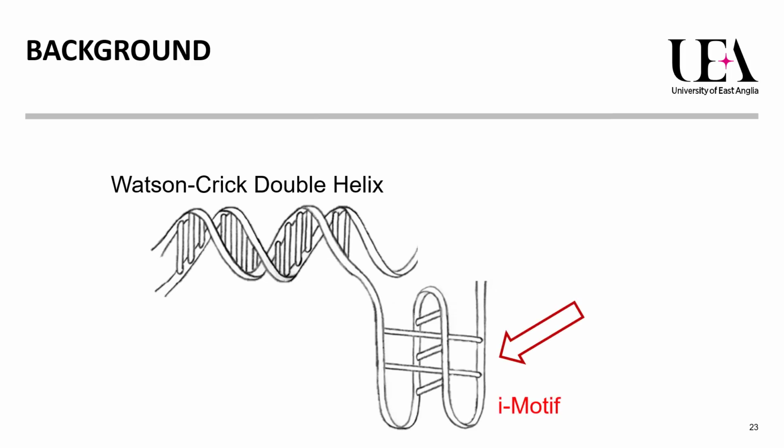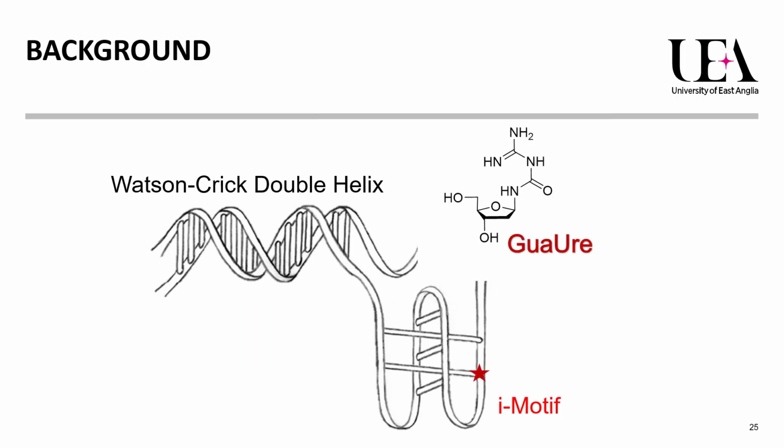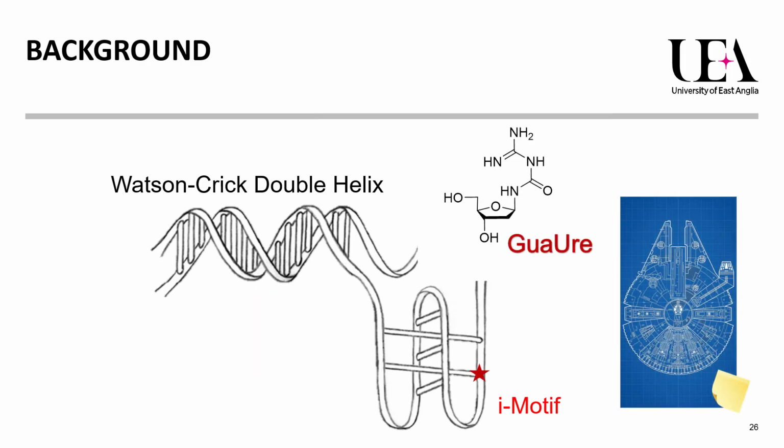We call these i-Motifs. These look very different to the typical double helical structure first proposed by Watson and Crick in 1953. So what happens when Guanylurea gets into these i-Motifs? Could this be part of how our chemical marker pattern gets disrupted?